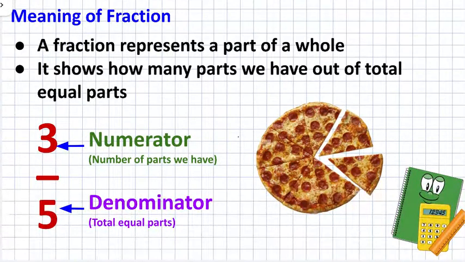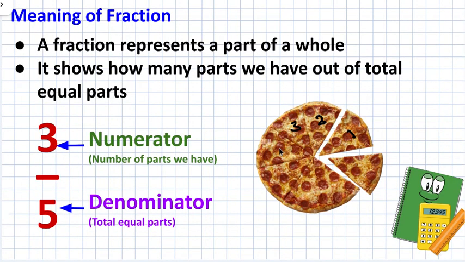Now, a fraction represents a part of a whole, okay? It shows how many parts we have out of the total equal parts. So imagine you have a pizza, okay? And if you look, this pizza has equal parts: 1, 2, 3, 4, 5, 6, 7, and 8, okay? So if I take away these two parts from the pizza, if I cut out these two parts, that means the part I have is 2 and the total part is 8. So I have 2 over 8. So this fraction is 2 over 8.